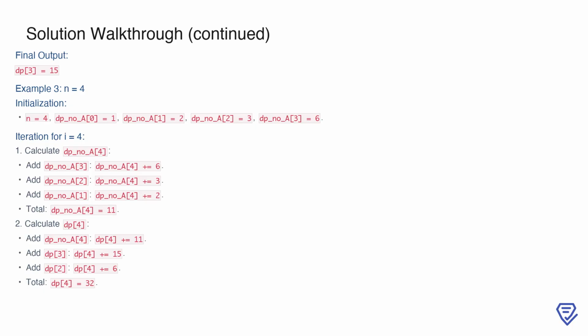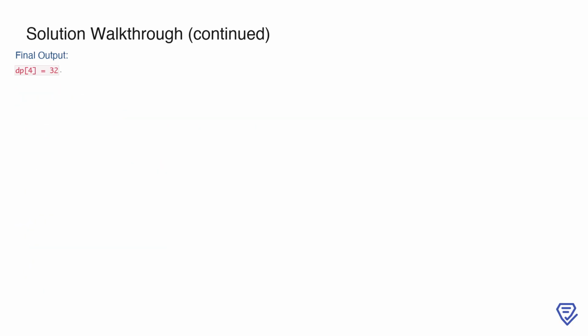For dp[4], we start with dp_no_a[4], contributing 11 no-a strings. Adding a to valid strings of length 3 gives 15 strings, and inserting a into the middle of valid strings of length 2 adds 6 more. This results in a total of 32 valid strings of length 4, such as pppl, plpp, plpa, appl, and many others. At this stage, we conclude that for n equal to 4, the total number of rewardable attendance records is 32, as determined by dp[4].